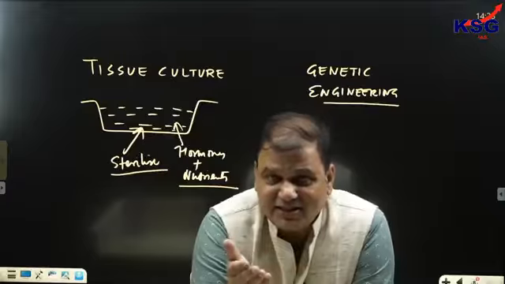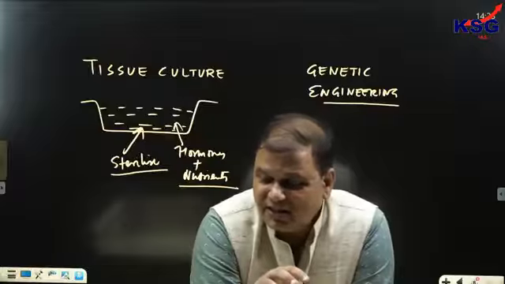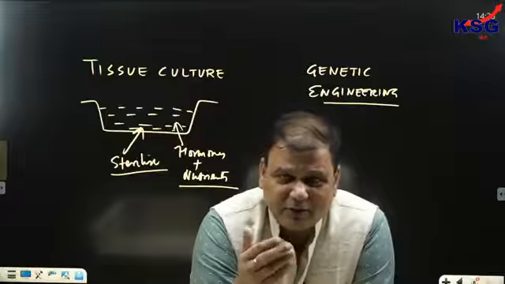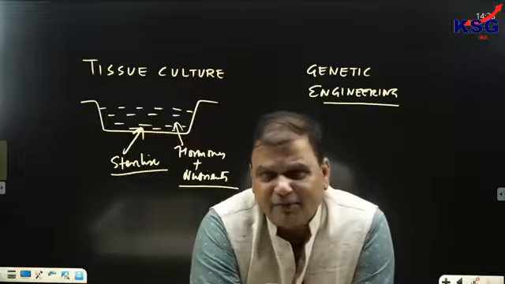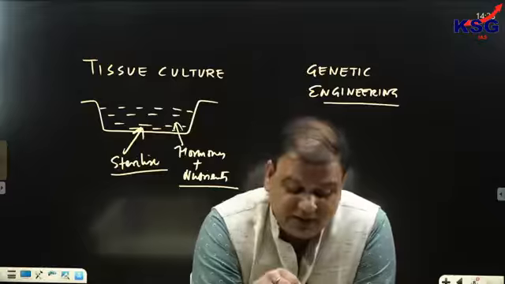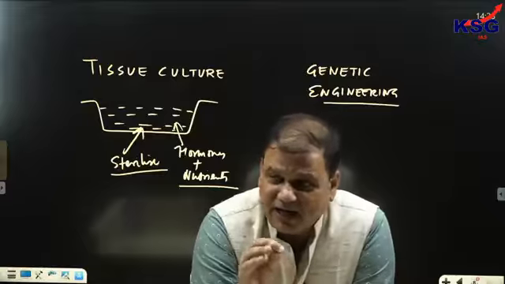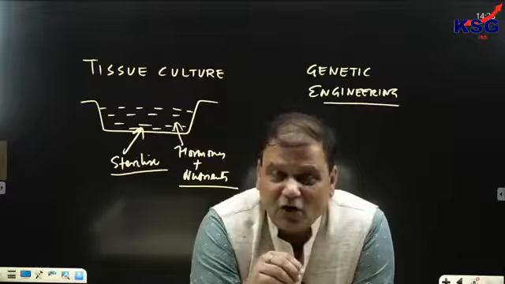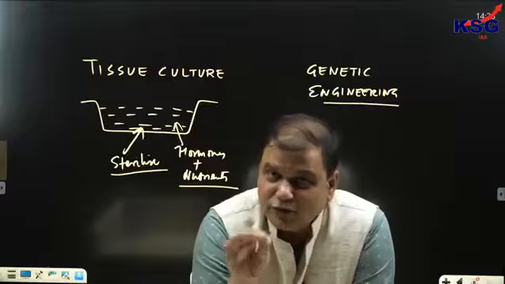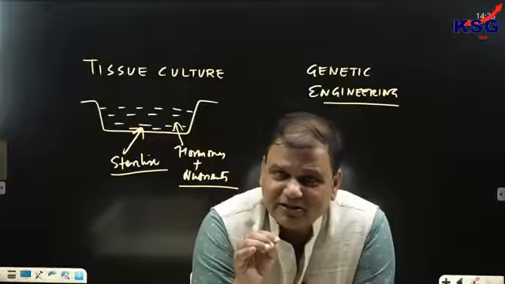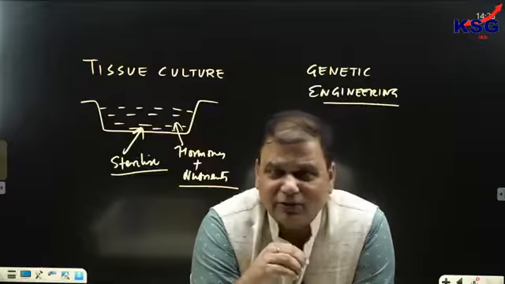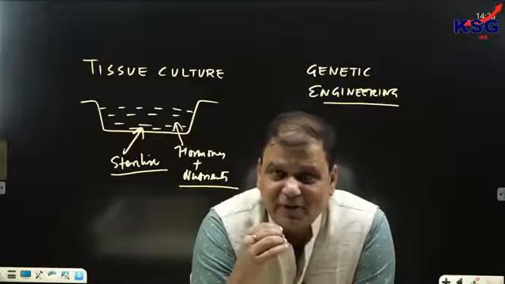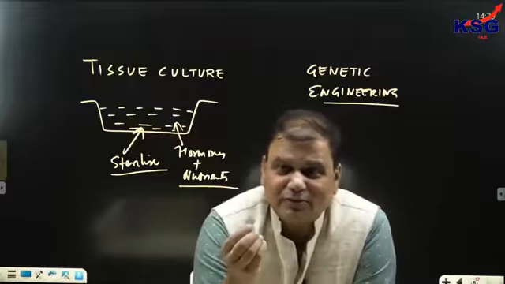Now, as far as genetic engineering is concerned, genetic engineering means what? After the unveiling of the double helix structure by Watson and Crick, the genetic makeup of an organism can be changed. How? By either deleting an existing gene from it, or by introducing a new gene into it. Genetic engineering is also called recombinant gene technology, or genetic manipulation. In case of tissue culture, there is no genetic manipulation.